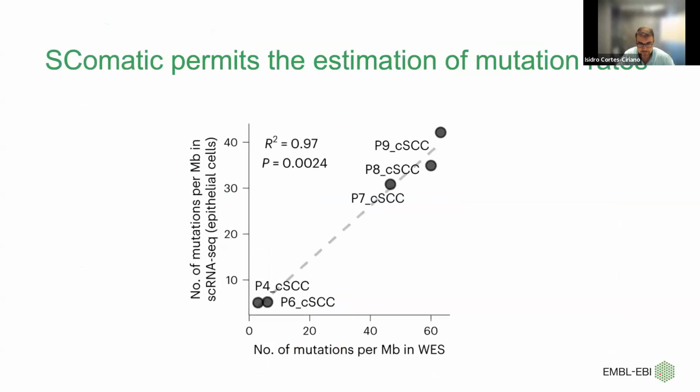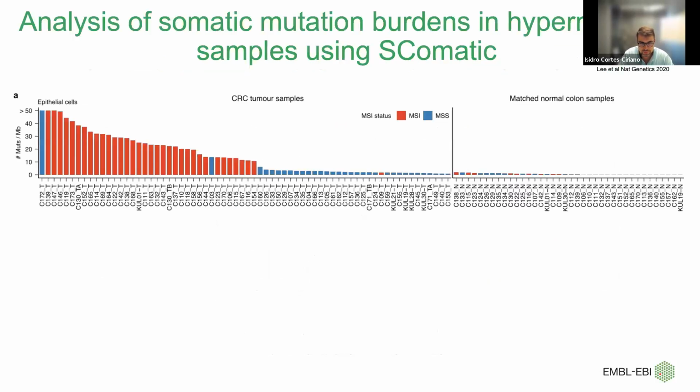One of the other analyses that we were interested in is computing the burden of mutations. We estimated that as the number of mutations per megabase, and we can compare the results between the exome sequencing data here on the x-axis and the rate estimated in single cell RNA sequencing data. We can see that the correlation is very high, which means that we can estimate mutation rates with SComatic, which is important for some analyses, such as, for example, the rate of accumulation of mutations in healthy tissues as well. And I will come back to that in a second.